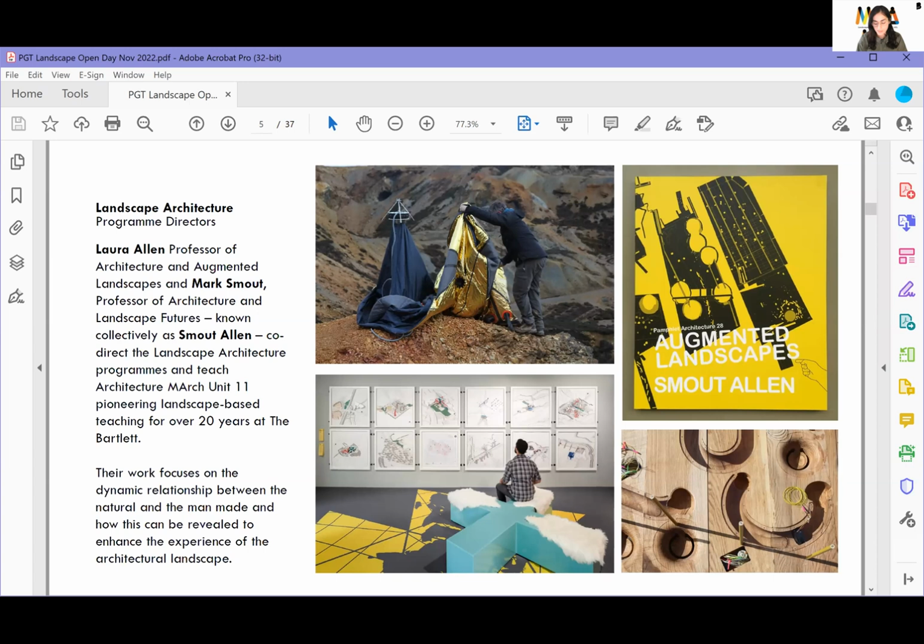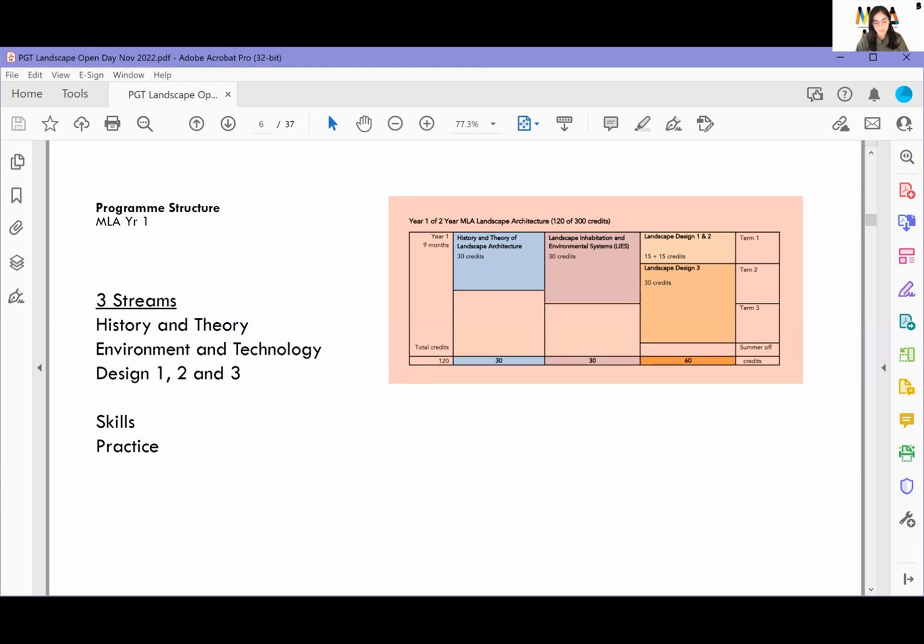So to talk about the different streams and the formation of the program and how the different modules overlap, as you can see here from this extract of the program structure, in MLA year one, MLA is the two-year program, MA is the one-year program. In the first year, you'll be covering three different streams: history and theory, landscape, environment and technology, and landscape design, and they overlap at different points in the year. You'll also have skills and practice modules. These are not assessed modules, but they're there to supplement your knowledge and provide you with some supplementary skills to enhance your experience here.